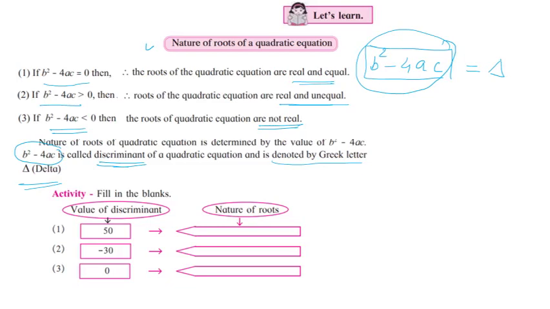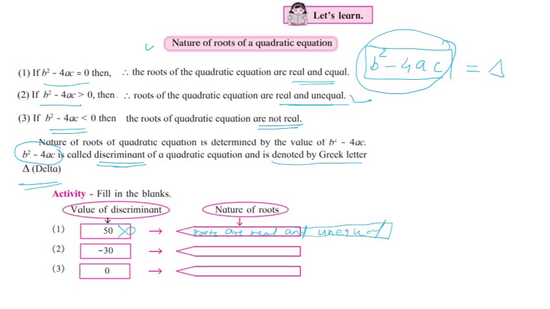Understood? Now see these activities. Values of the discriminant are given below and you have to write the nature of the roots. See here, 50 is given. That means 50 is greater than 0. If delta is greater than 0, then the nature of the roots, the second condition, is that roots are real and unequal. So here write, roots are real and unequal. Don't write outside the bracket.